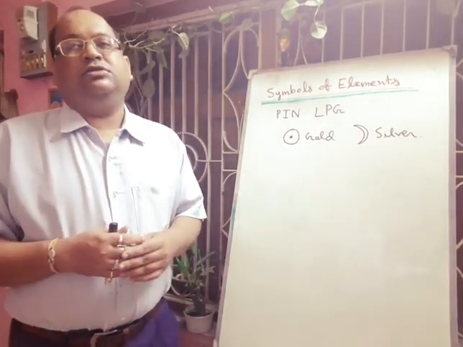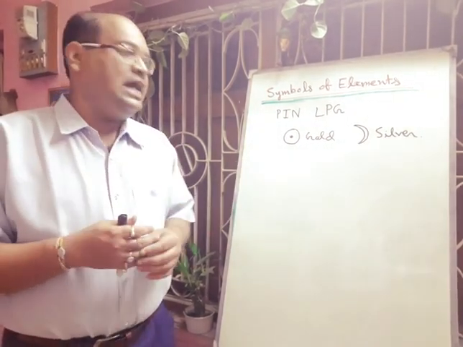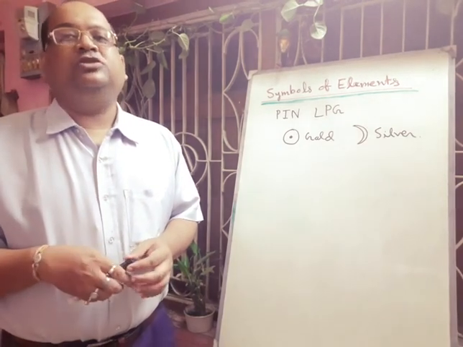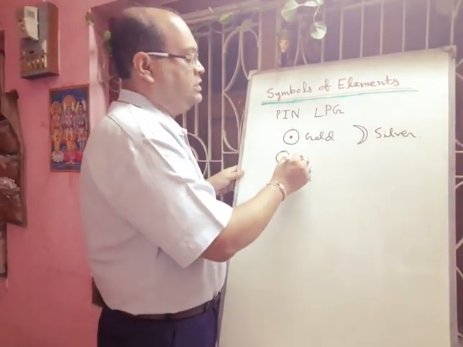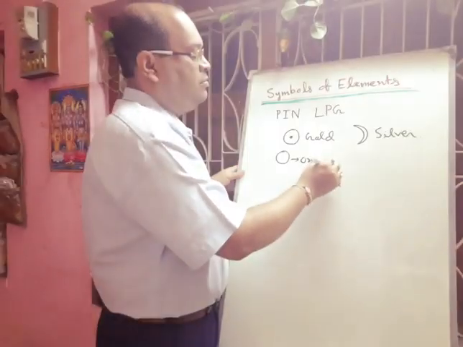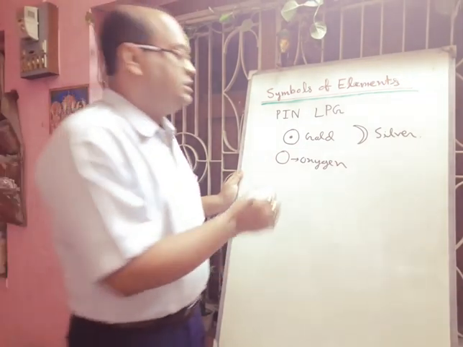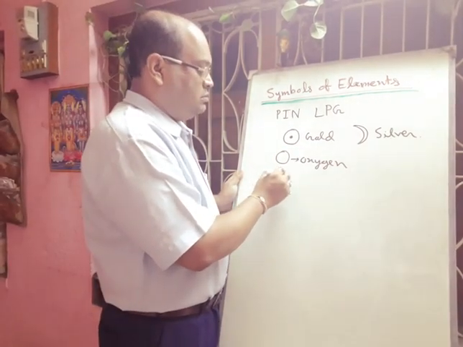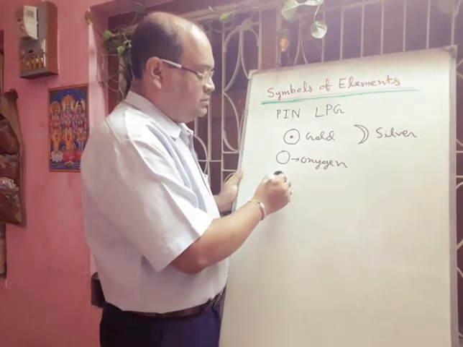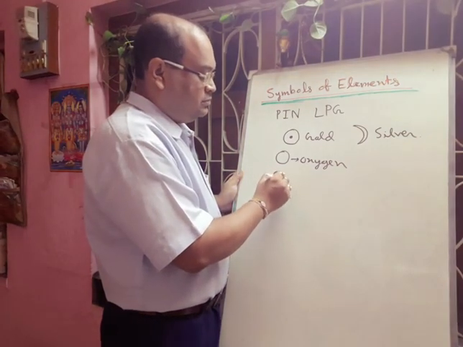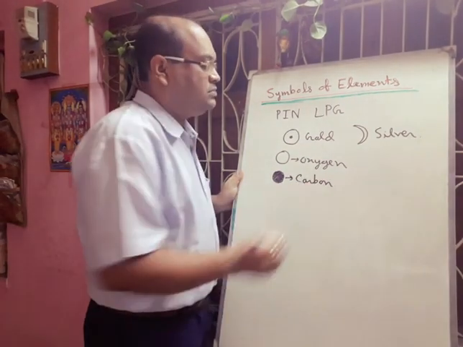Later, John Dalton also used this type of symbols like those alchemists. John Dalton used this one for oxygen. And he used this one, that is a shaded circle. It is indicating carbon.